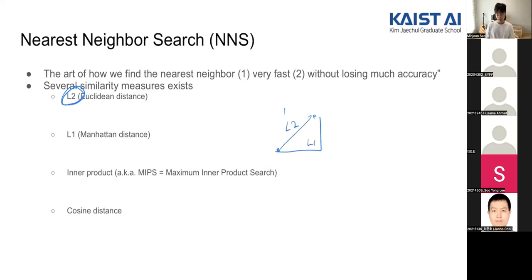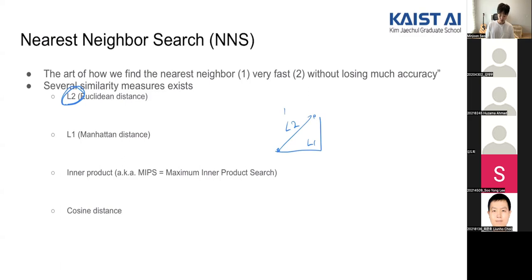Inner product is, you're just multiplying the two vectors and then summing the products. When you actually use this in the search, you call it maximum inner product search because you're actually maximizing their values. It's actually the other way, right? L2 and L1, you want to minimize them. In the inner product, you want to actually maximize that.